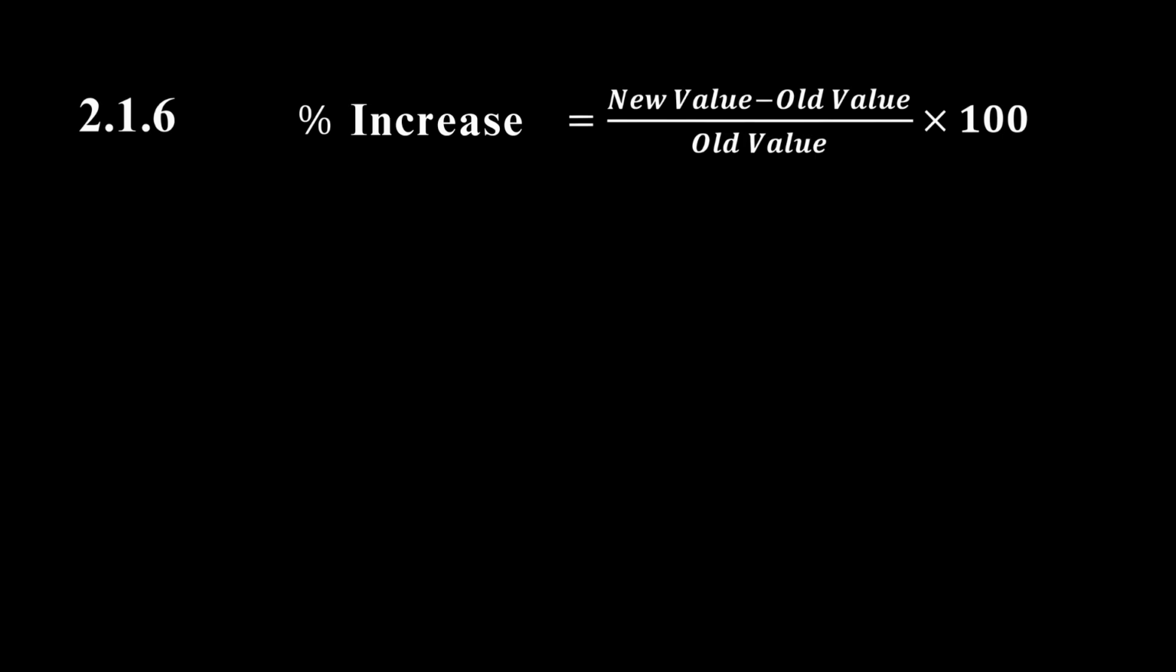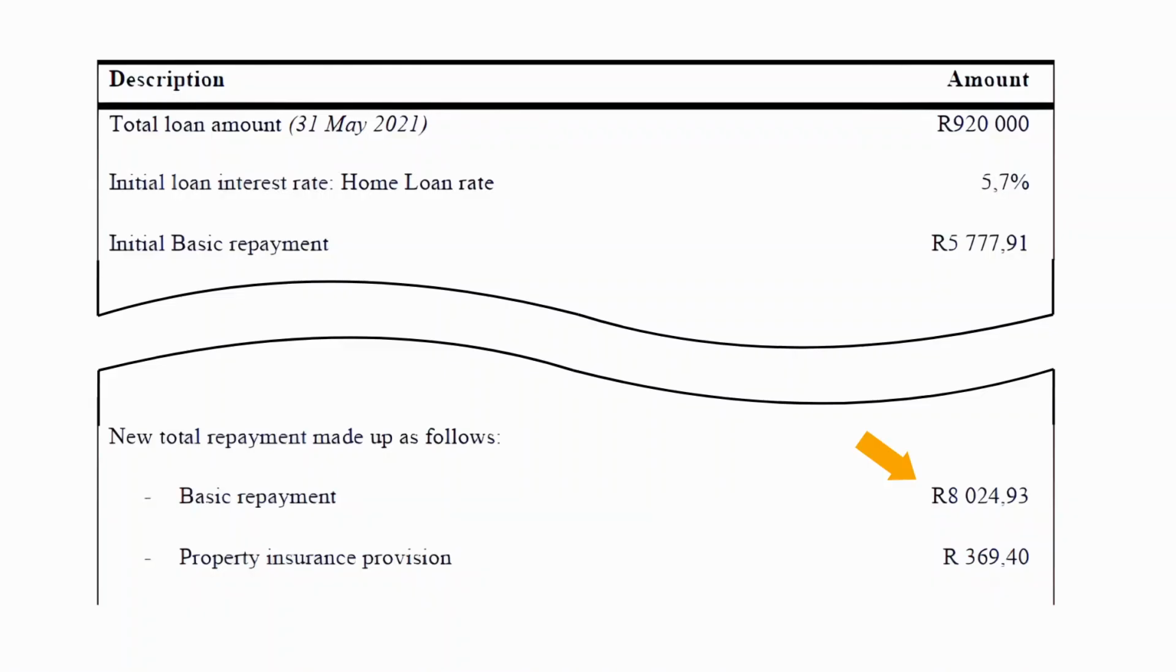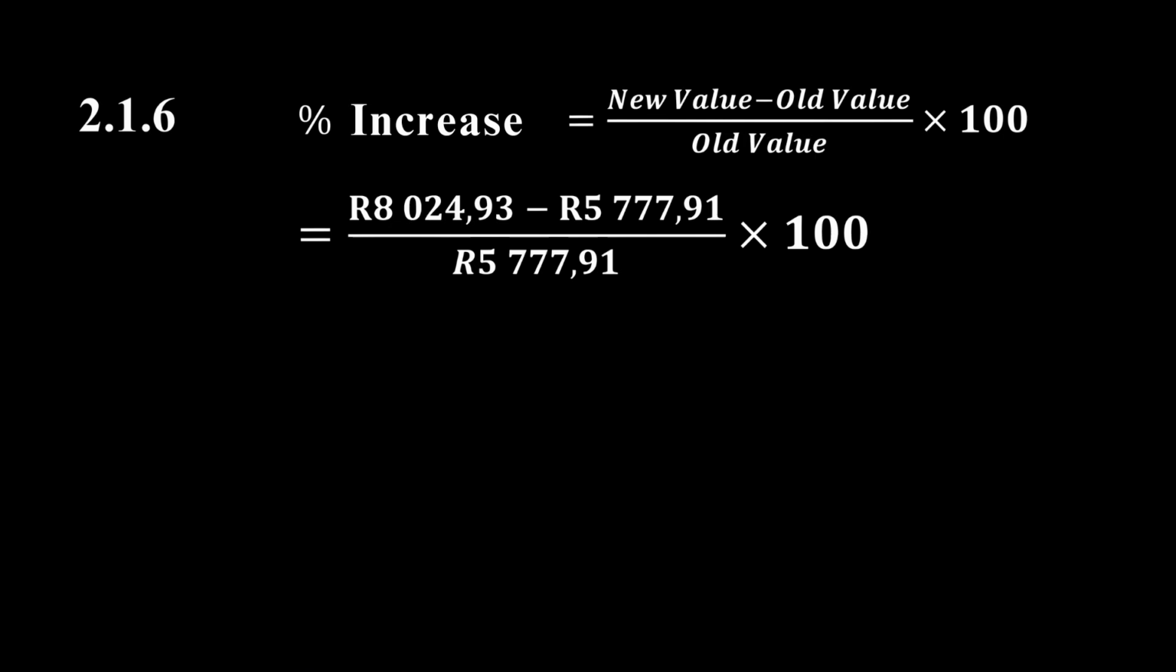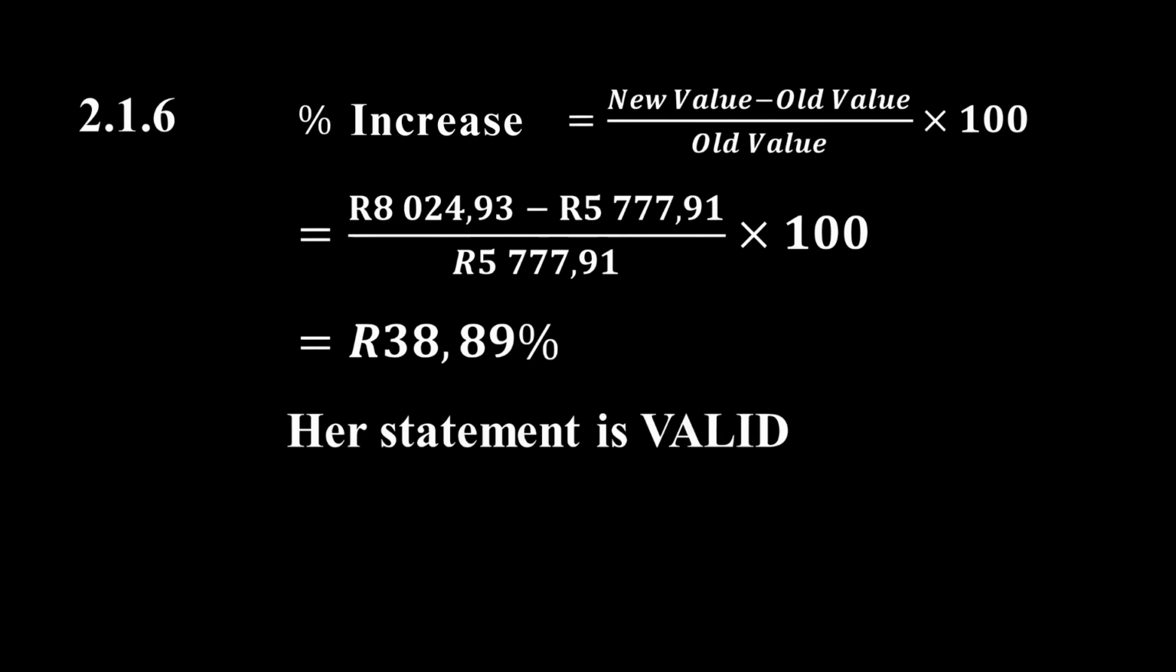In our case here, the new value is the basic repayment amount of 8,024.93, and the old value is the initial basic repayment amount of 5,777.91. Substituting these values into the formula will give us the following equation. Using our calculator, we find that the actual percentage increase in the repayment between May 2021 and May 2023 is 38.89%. Therefore, the statement is valid.